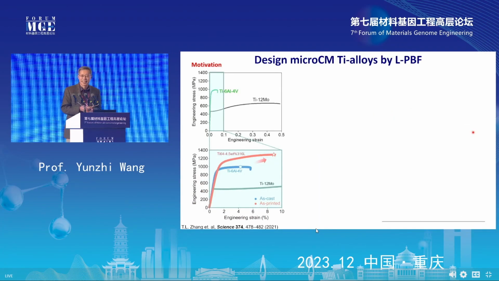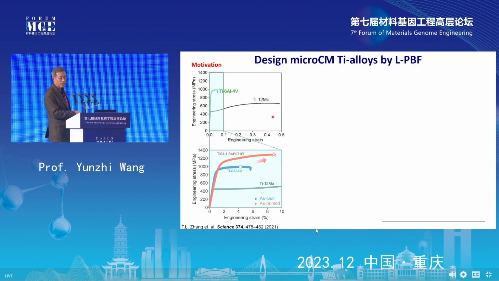So the goal is to push both the strength and ductility. If you take the traditional Ti-6Al-4V, it has a pretty high yield strength, but the ductility is rather limited.